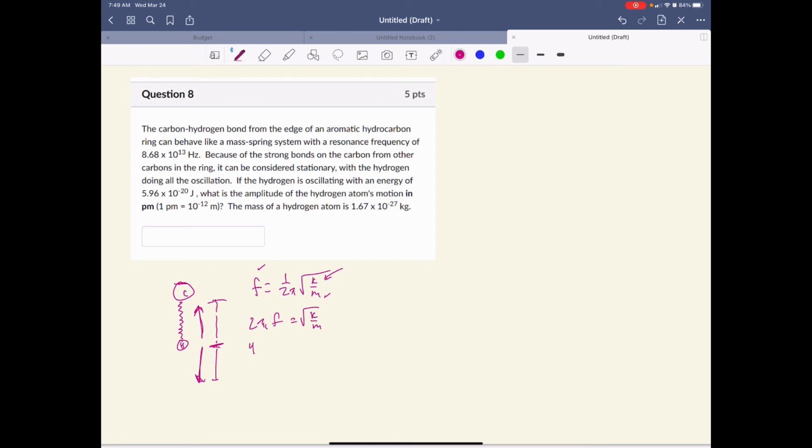So 4 pi squared f squared equals, I hear my daughter screaming upstairs. Apparently she doesn't want to go to school.